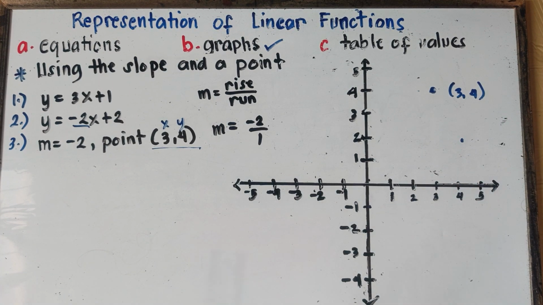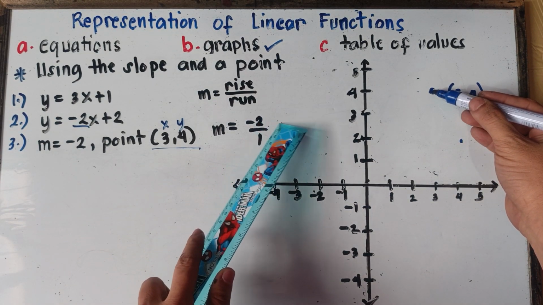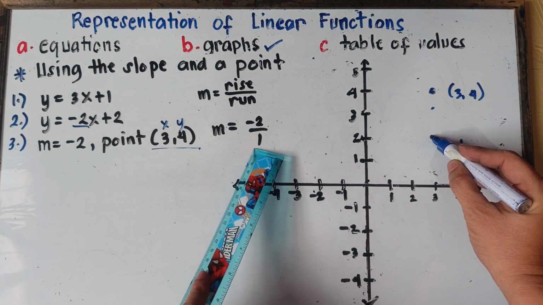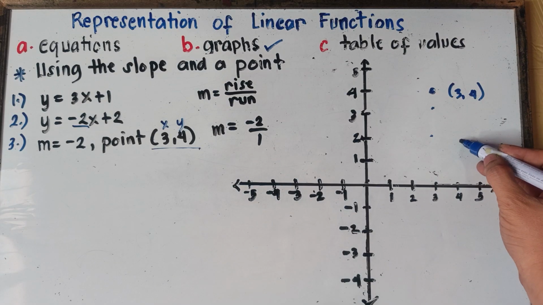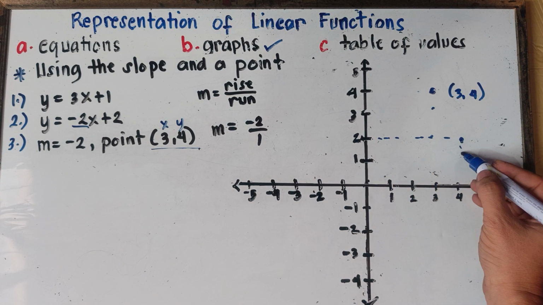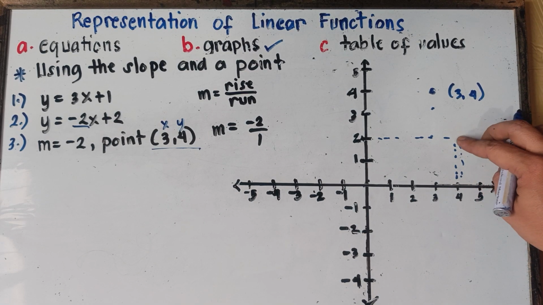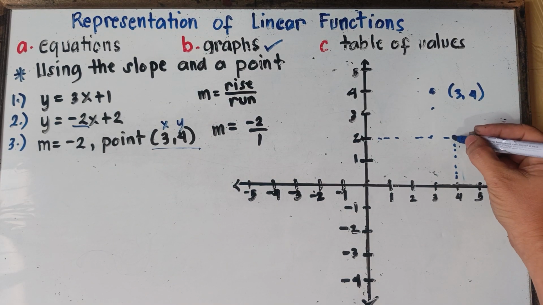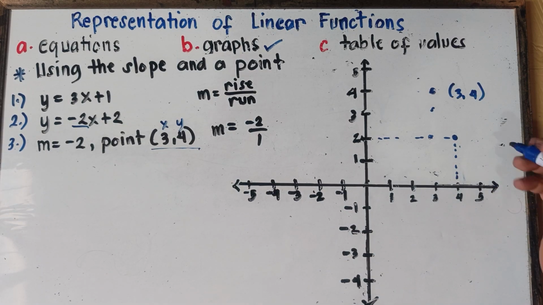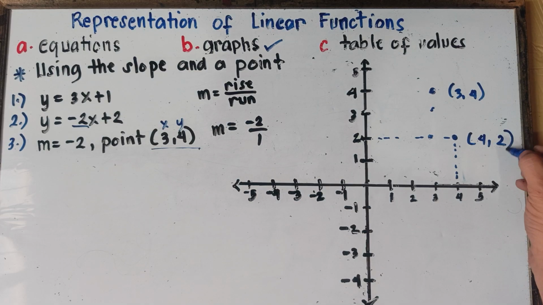Once again, class, I hope you're not confused. Starting from the first point, since this is negative 2, you need to move 2 units going downwards. 1 and then 2. Now, since this is positive 1 for run, you need to move 1 unit going to the right, and then 1. So this one right here. The ordered pair would be 4 for x and then y is positive 2.